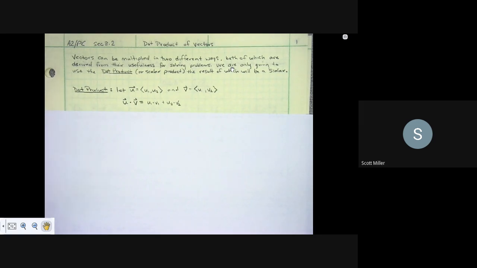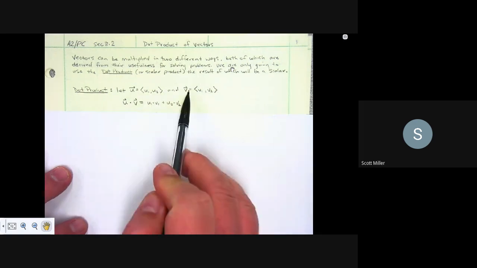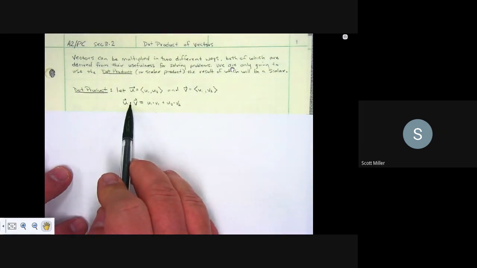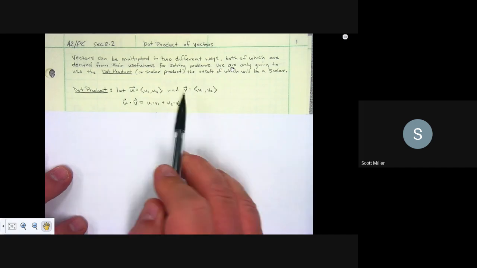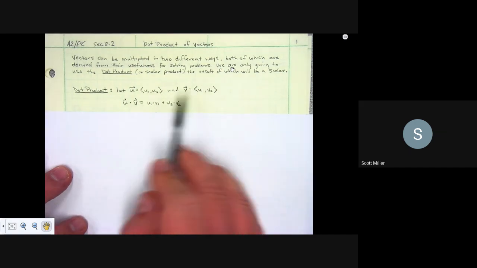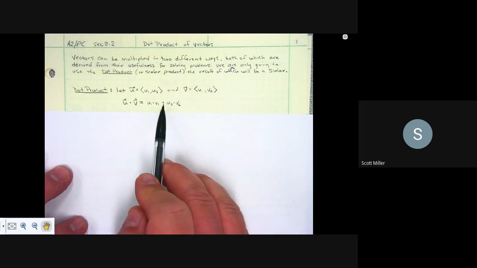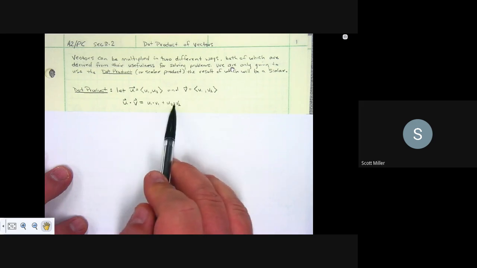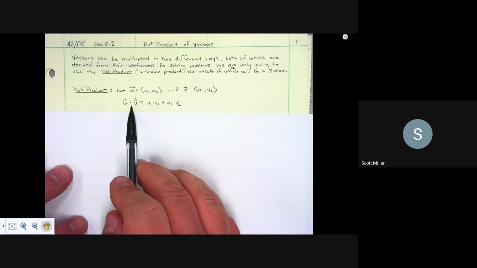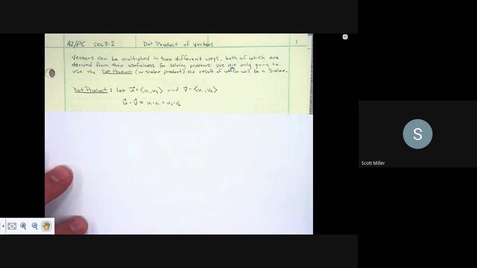So what is the dot product? If I have two vectors, u and v, their dot product, written with a little dot symbol between them, is literally: take the first components, multiply them together, multiply the second components together, and then add those two results together. And so what you're going to end up with is a number. So the dot product of two vectors is a number.